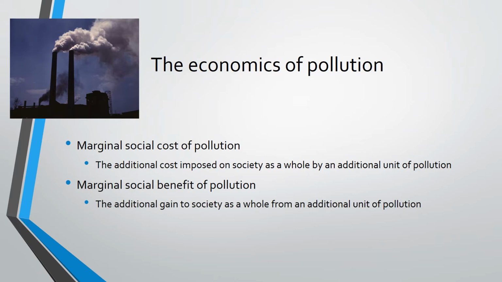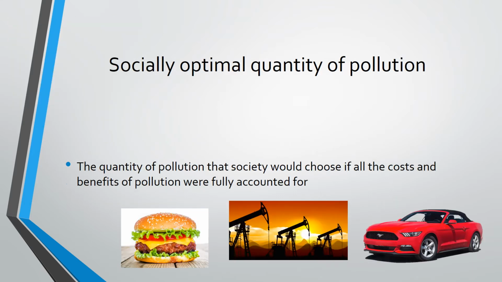What do you think the optimal quantity of pollution is going to be? Well, that's right. The socially optimal quantity of pollution is going to be that which society, that's not the definition I thought I was going to say. Darn it, I really thought on this slide I was going to say where marginal social cost equals the marginal social benefit, which is correct, by the way, but so is what I have written here. It says the quantity of pollution that society would choose if all the costs and benefits of pollution were fully accounted for.